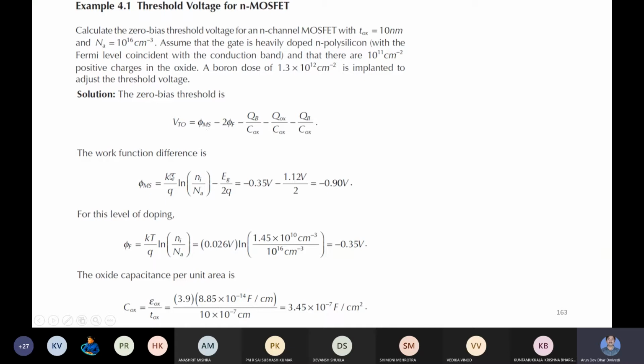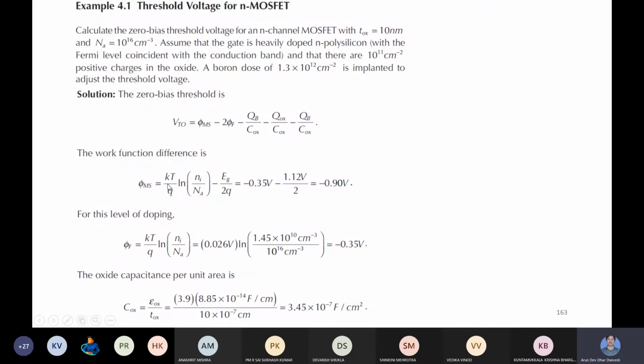This is calculated as follows: if only band gap related parameters are available, like Eg by 2Q, then you can use kT by Q ln Ni by Na minus Eg by 2Q, and this is the value. Similarly, if you want to find the Fermi potential for silicon, phi f is kT by Q ln Ni by Na, because the substrate is p-type. In the case of PMOS it will be just reversed, with Nd by Ni there.